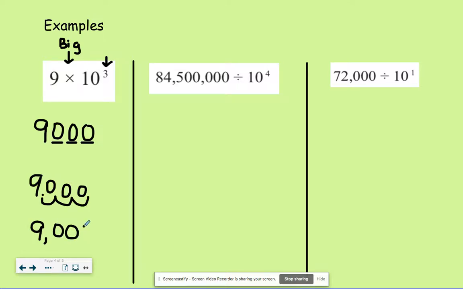Again, we were multiplying, so we made sure our number got bigger. The next one here, our symbol is division. So we want our answer to get smaller. So we are going to start with our base number.